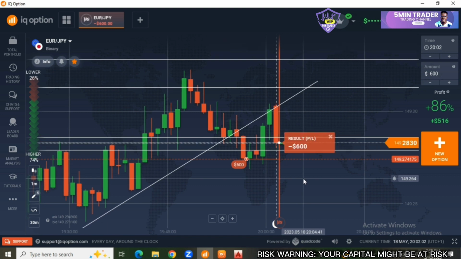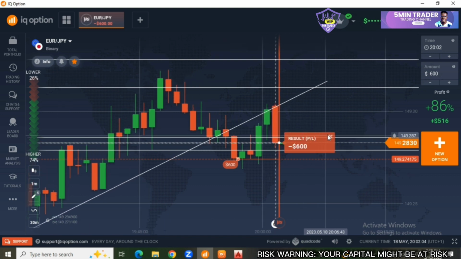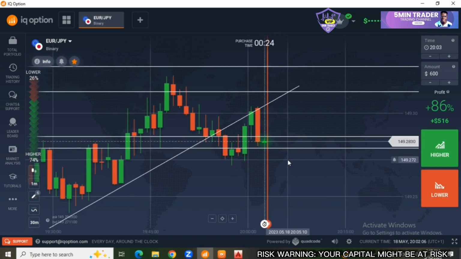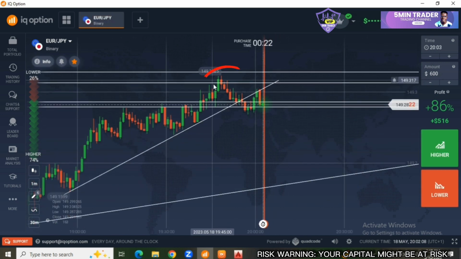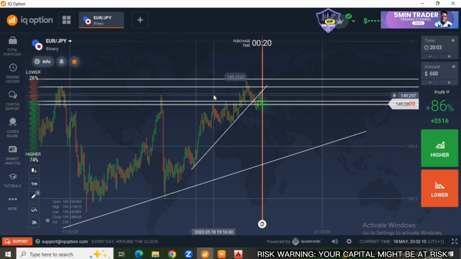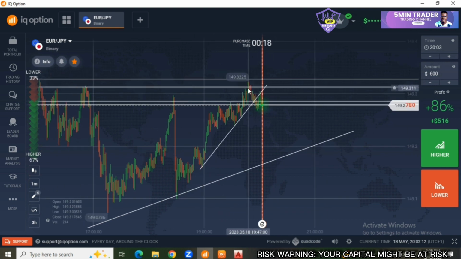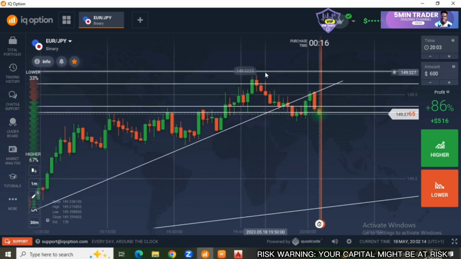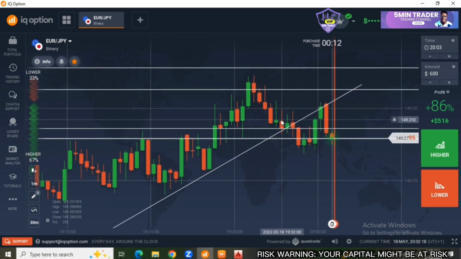So guys, unfortunately we have lost this trade. Now let me explain why I took this trade. So you can see that this was an extreme level of resistance, and the market got here, got weak, and then it started to fall.